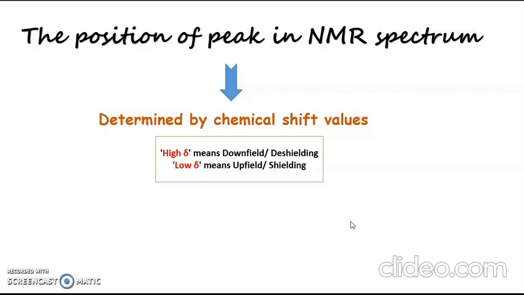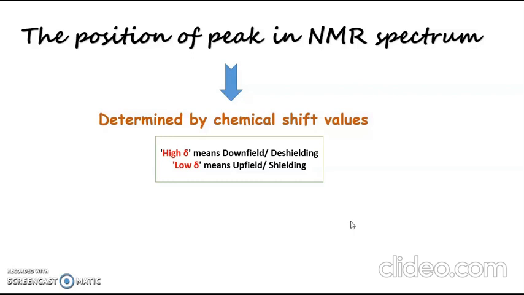Sorry, if I made any mistake, it is low delta, according to the delta scale. TMS has 0 delta, which has the greatest shielding effect, and it needs a high magnetic field. Moving towards the left, the delta value increases, that is, high delta means it is moving towards downfield or deshielding, which we have seen in the previous lectures.